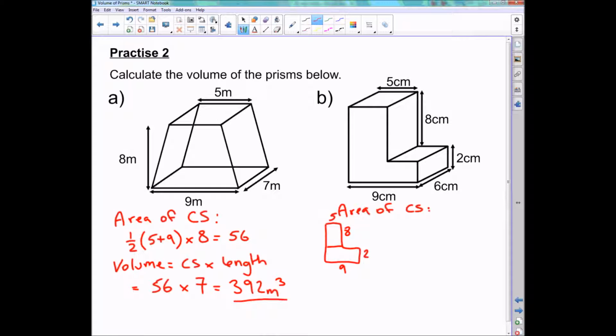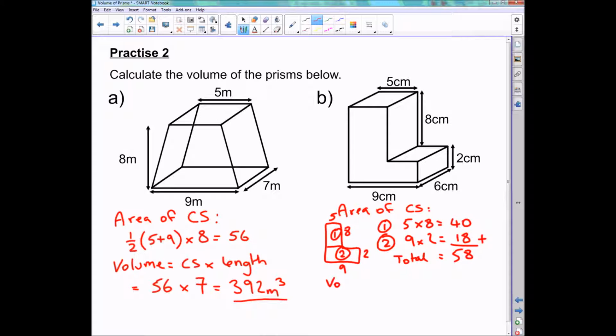Cutting it in half horizontally again, I'm going to have first rectangle, second rectangle. Area of the first rectangle is 5 times 8, which is 40. Area of the second rectangle is 9 times 2, which is 18. To get the total area, I need to add those two up, which is 58.